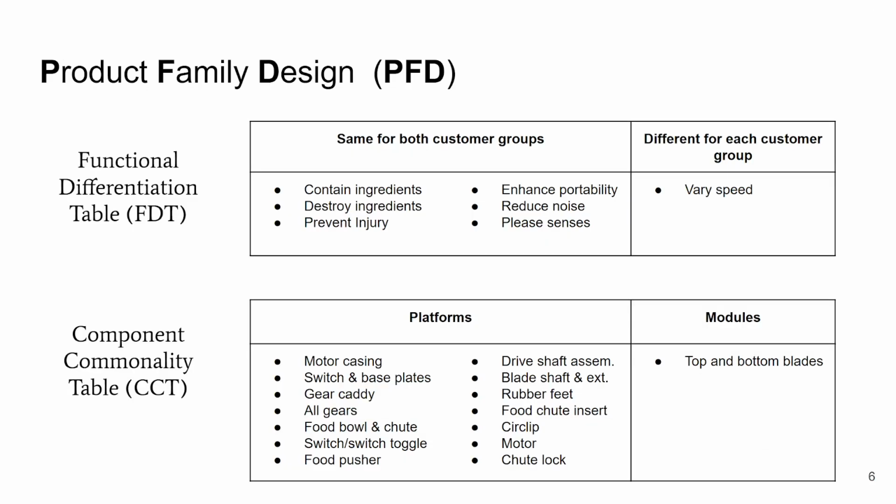We then constructed an FDT based on the needs of home cooks, food trucks, and restaurants. Many functions will stay the same, however, the speed needs to be increased for the trucks and restaurants who have to serve customers quickly. Using this information, we made a CCT. All of the components in the speed column of the FCMM from earlier will be considered modules. Changing the blade assembly seems to be the most effective and should increase the speed while keeping the redesign costs lower compared to changing the motor, for example.